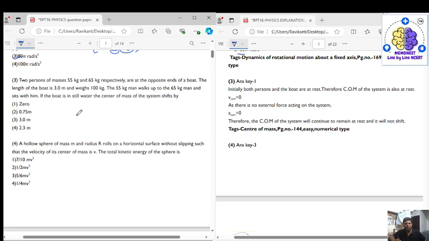From the scenario, if this is the boat, one man was sitting here and another man was sitting here. One man stands up and walks to the other man. The motion is being done within the system, so there is no external force or external torque acting on the system. Therefore, by the law of conservation of linear momentum, net external force is equal to 0, so there will be no change in momentum, and hence the center of mass will not be in motion, as it was initially at rest. So if the center of mass is always at rest, they are asking, if the boat is in still water, the center of mass of the system shifts by.